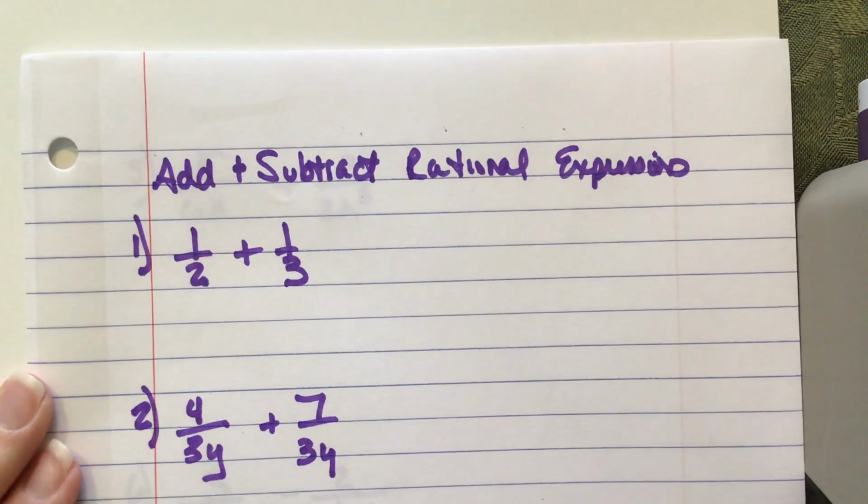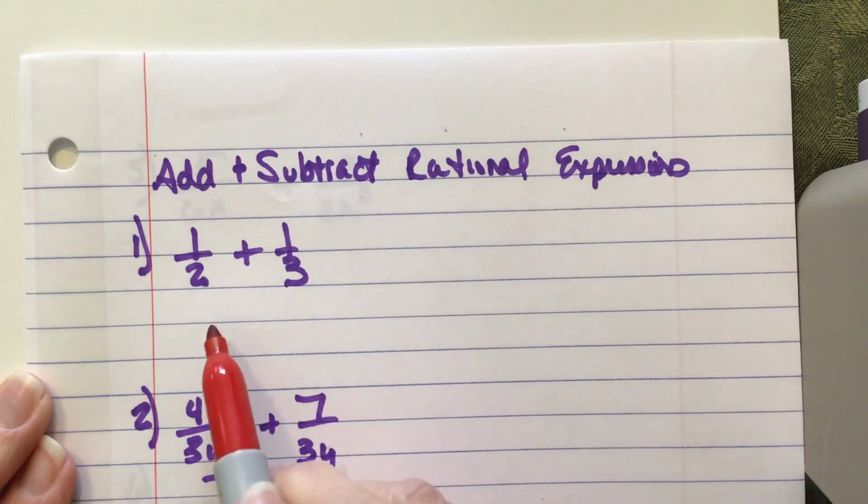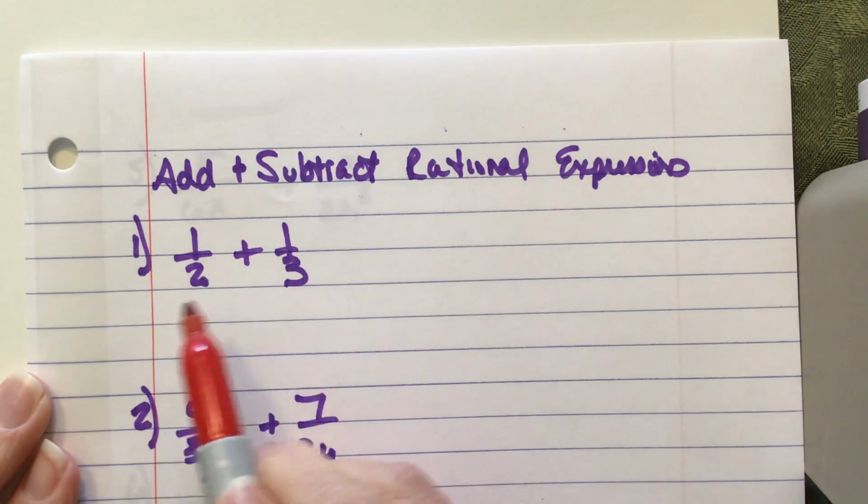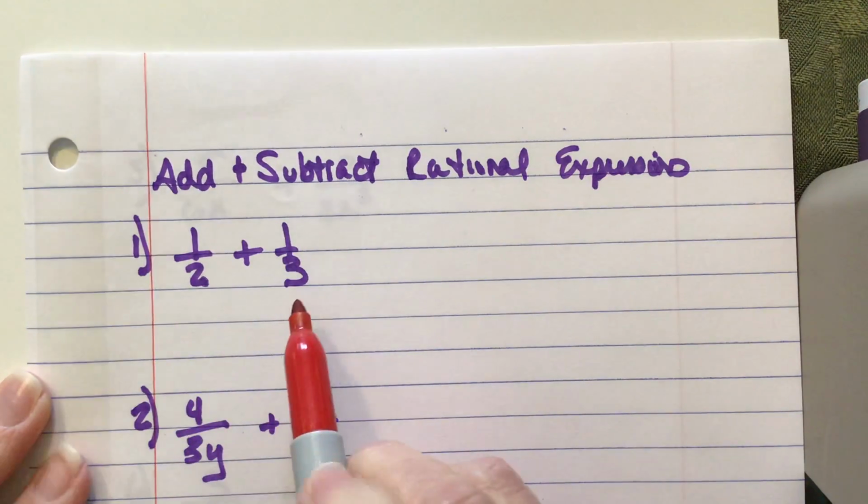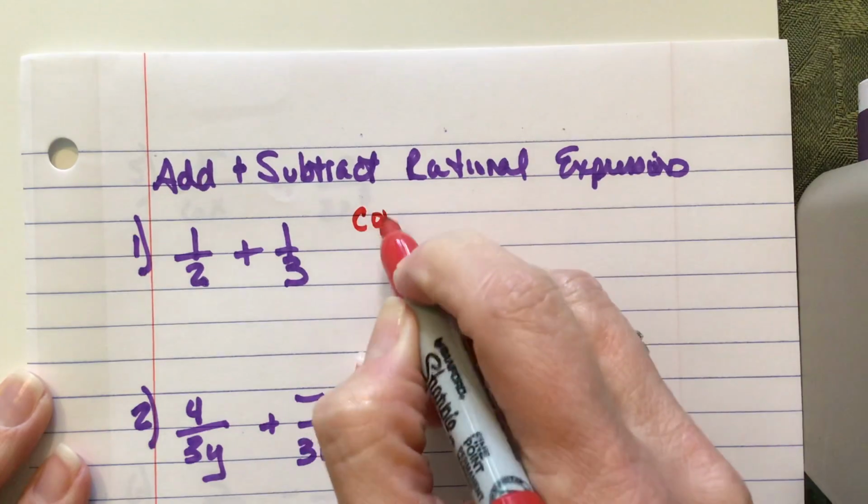So today we're going to talk about adding and subtracting rational expressions. And that just means adding and subtracting fractions. So my first one says 1/2 plus 1/3. And we know from our experience with fractions that we need to get a common denominator.